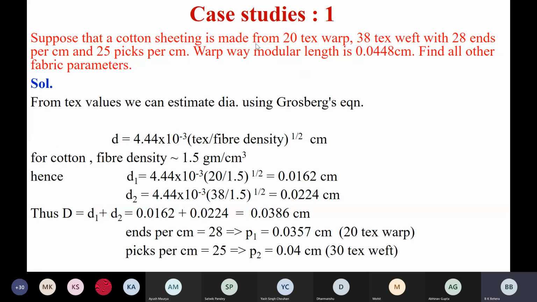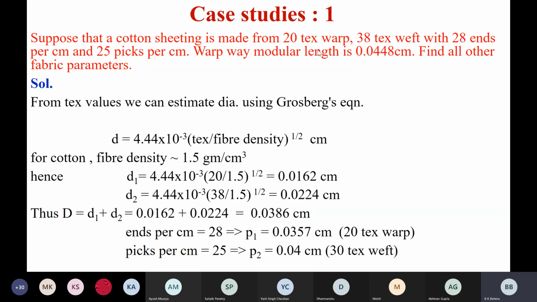Suppose a cotton sitting cloth made from 20 tex warp, 38 tex weft, with 28 ends per centimeter, that is warp density, 25 picks per centimeter, that is weft density. Warp-wave modular length is this much. So warp-wave modular length means L1. Find all other fabric parameters.